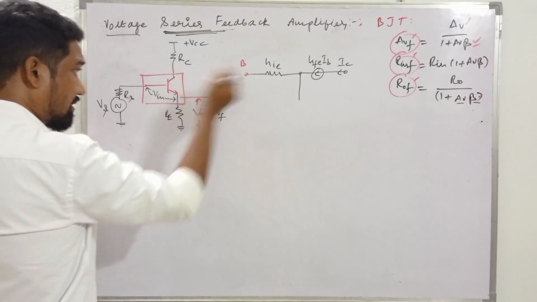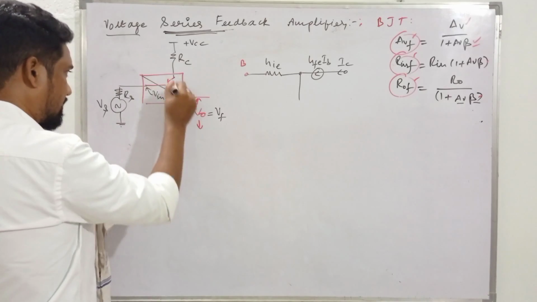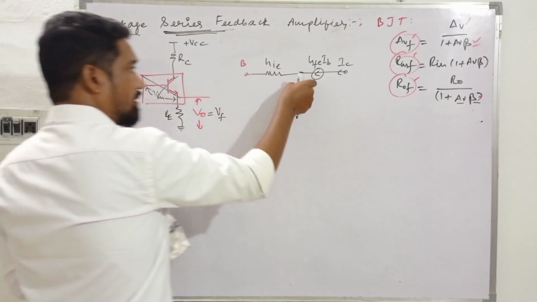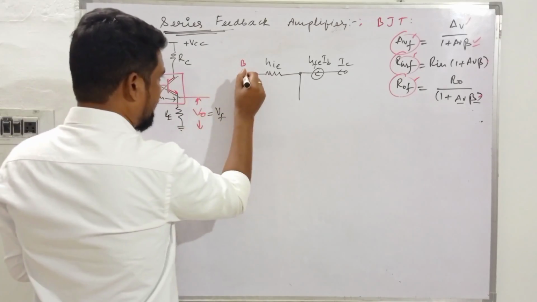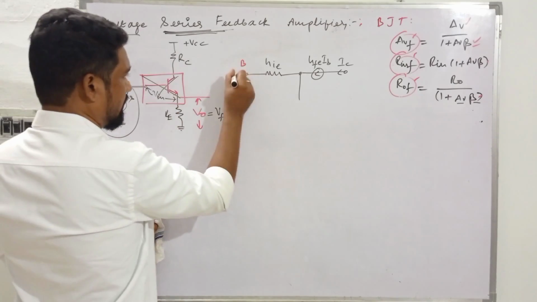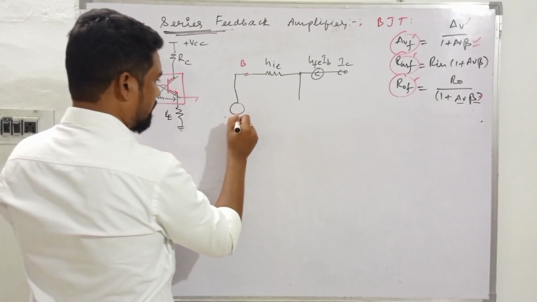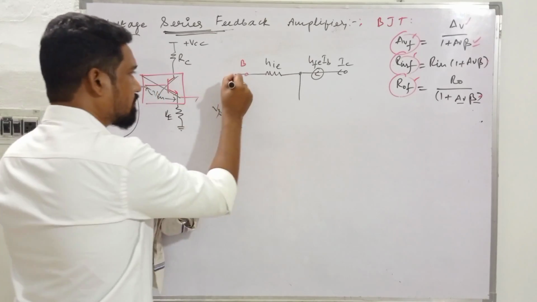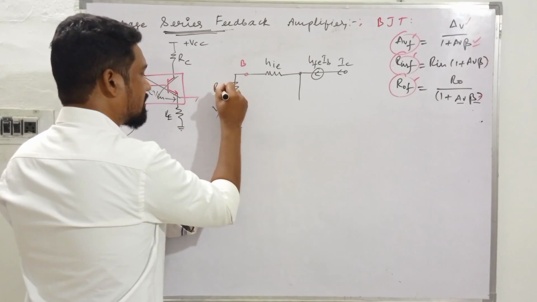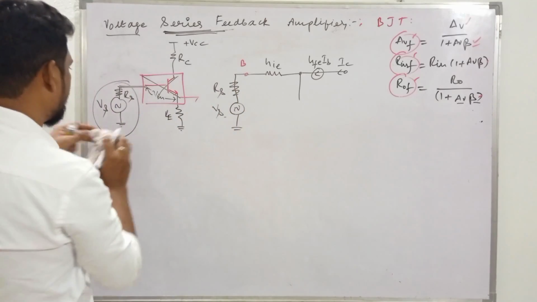Now this representation is regarding the transistor. We are done with the transistor. We have represented the transistor in its approximate hybrid model. Where does this come? Here we have to the base that voltage which is to be amplified, VS, the source voltage, with the series internal resistance RS. All right, we are done with this.